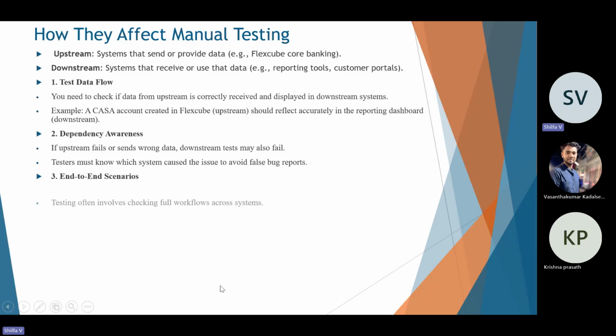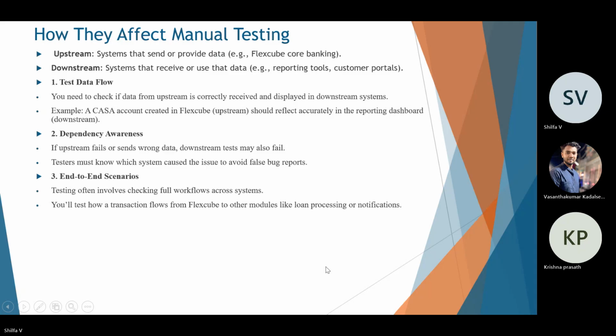And the end-to-end scenarios we need to check often, like what I have discussed previously: how the transaction flows from FluxCube to other modules like loan processing and notification. You can check all the modules, not just a single module. For example, a CASA account is opened in FluxCube, and it should be reflected in the other modules also.